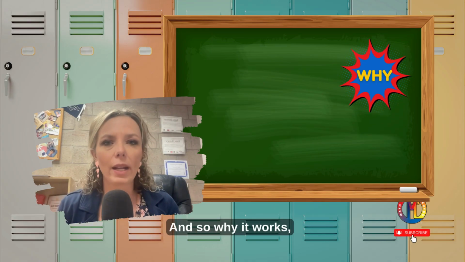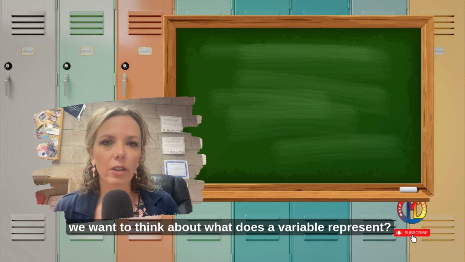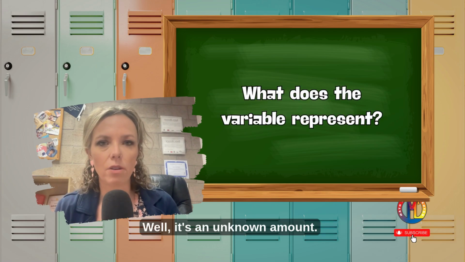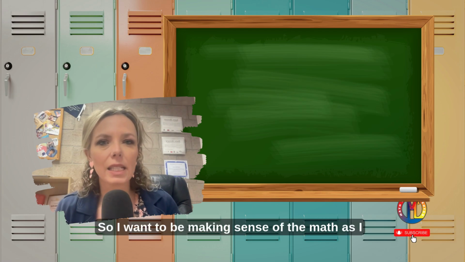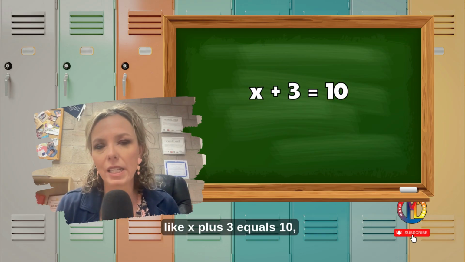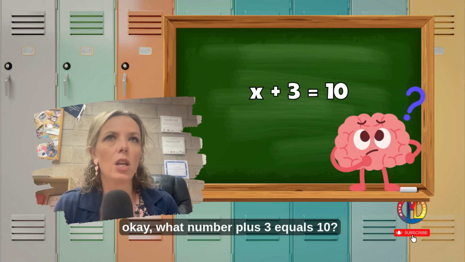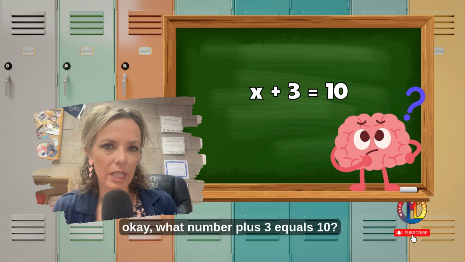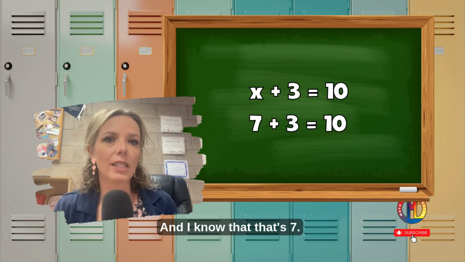And so for why it works, we want to think about what a variable represents. Well, it's an unknown amount. So I want to be making sense of the math as I go. So when I use x, like x plus 3 equals 10, I want to be thinking, okay, what number plus 3 equals 10? And I know that that's 7.